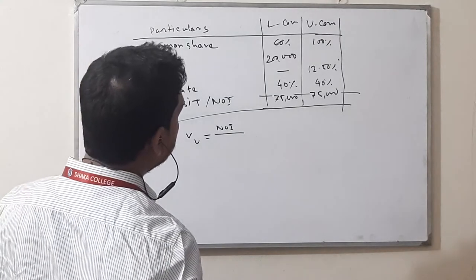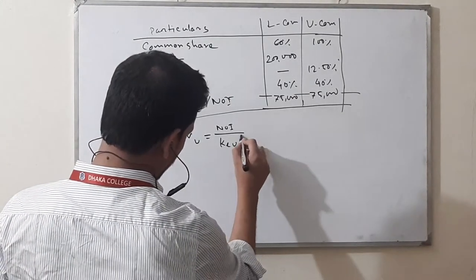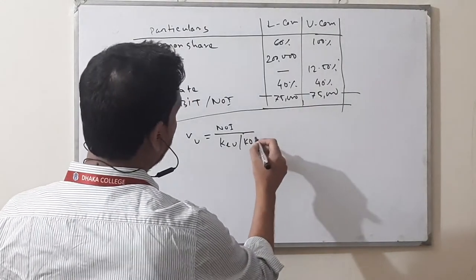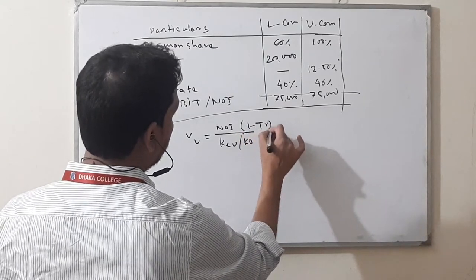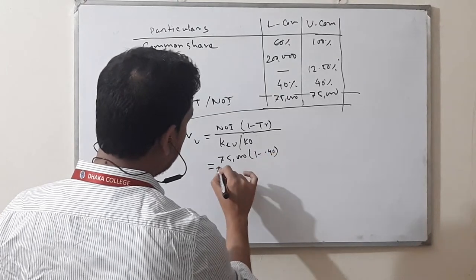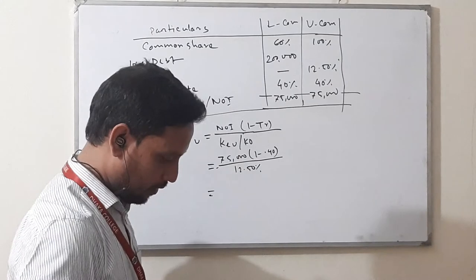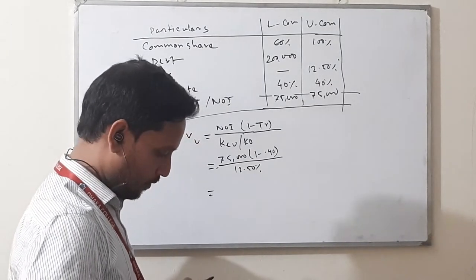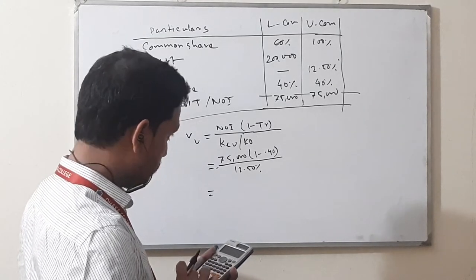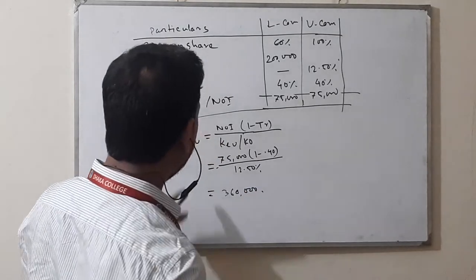Then value of unlevered equal NOI divided by KEU, right? We already said that KO or KEU is 12.5%. So NOI into 1 minus tax rate: NOI 75,000 taka, then 1 minus tax rate, divided by KEU, I mean 12.50%. So we use the calculator. So it is 3,60,000 taka. So it is the value of unlevered.